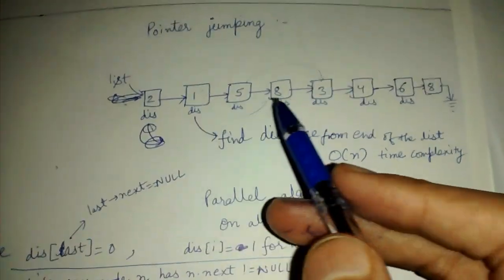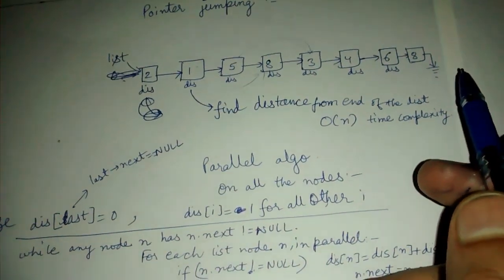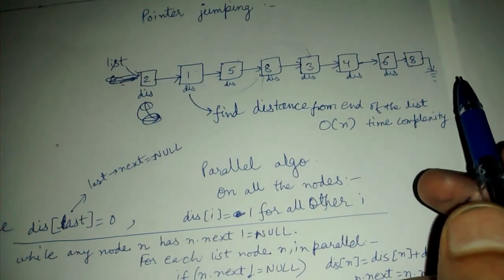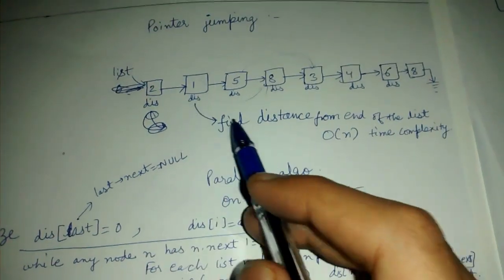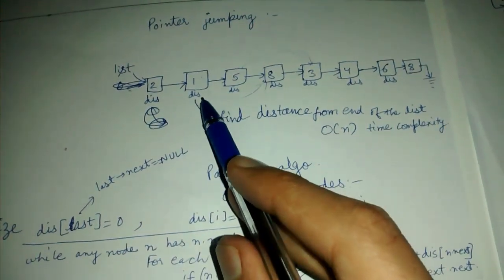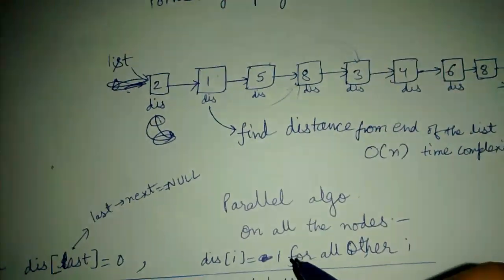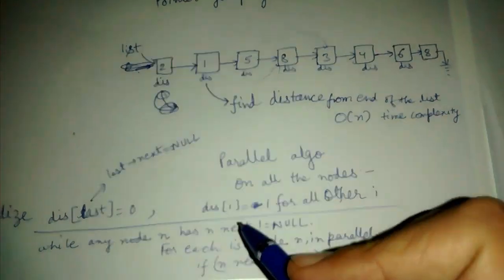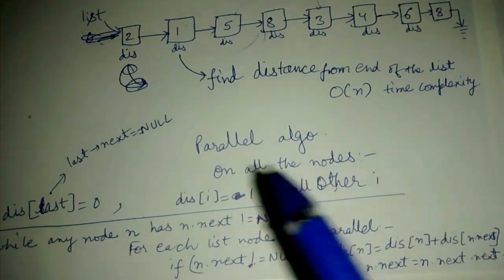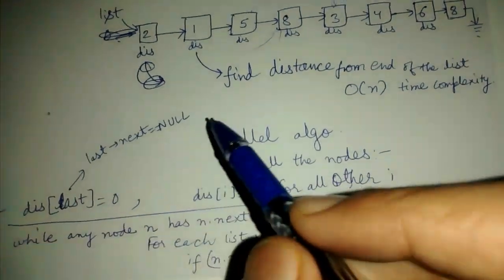If we simply do this for all the elements, it will take O(n) time complexity for a single element, but we want to use a parallel algorithm using jump pointers, which will take O(log n) time. So this is the concept of pointer jumping.